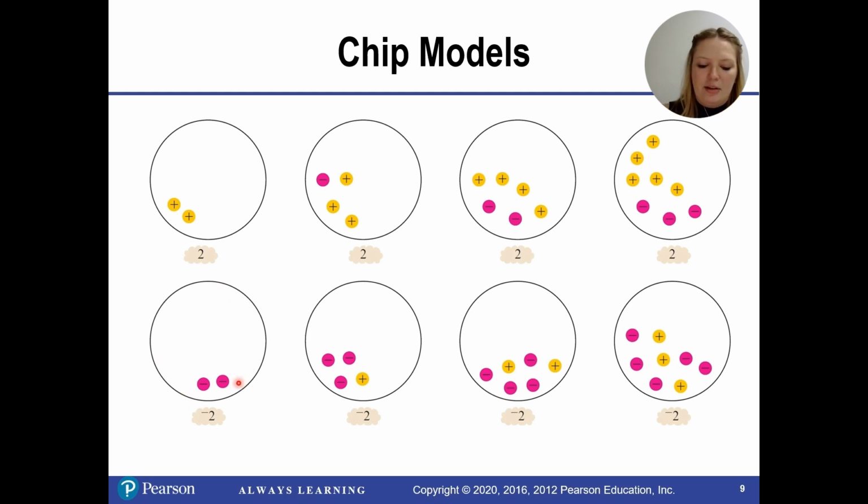Similarly, with the negative values, we can have -2 represented by 2 negative chips, 3 negative chips and 1 positive chip, 4 negative chips and 2 positives, or 5 negative chips and 3 positive chips, and we could continue going like that for a long time.